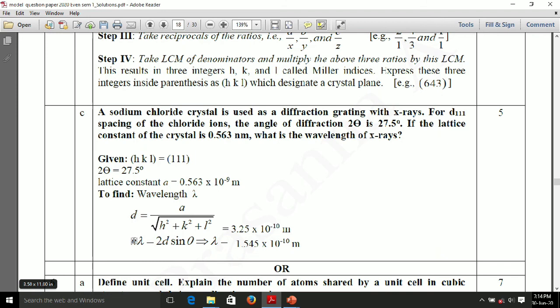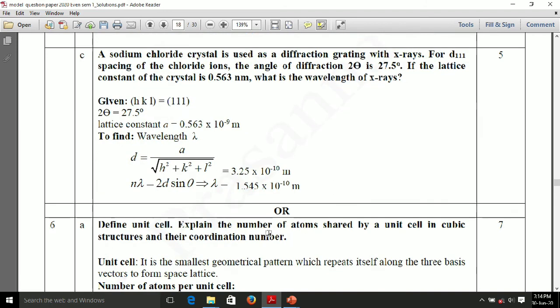If the order of diffraction is mentioned, it's okay. You can take the n value as per the instructions given in the problem. If it is not mentioned, just assume that it is 1. n is equal to 1. And with that assumption that n is equal to 1, I have calculated the lambda value.